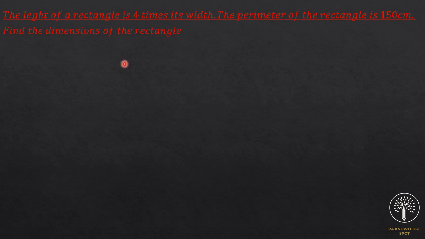Now the question: the length of the rectangle is 4 times its width. The perimeter of the rectangle is 150 centimeters. Find the dimensions of the rectangle. In all statement questions in mathematics, you should know some techniques to solve them. When you see the word "is", it means the equal sign. When you see "4 times", it means 4 is going to multiply. Times means multiplication, and its width.